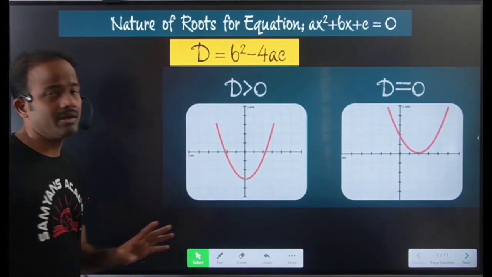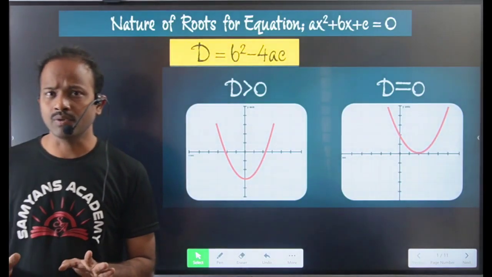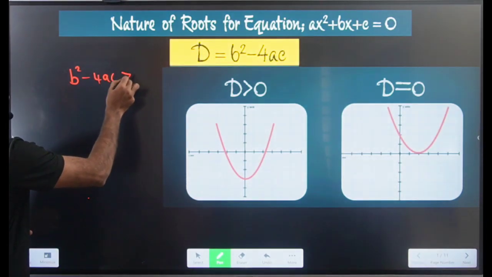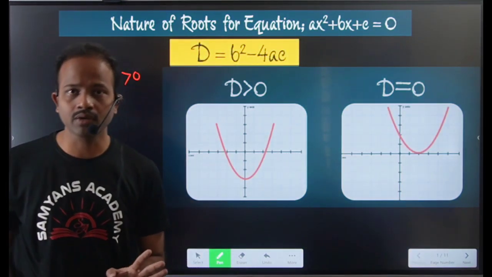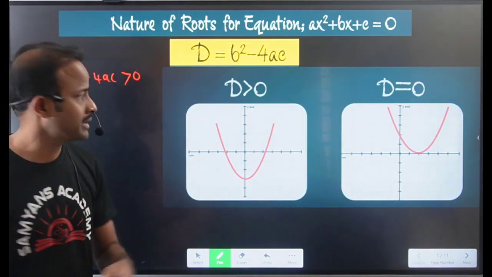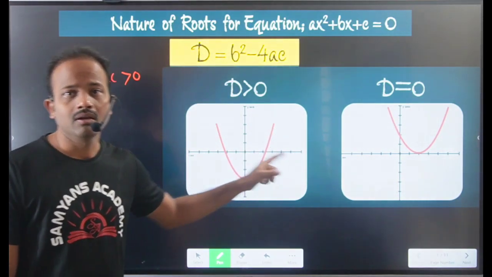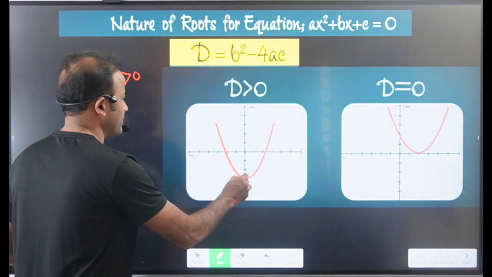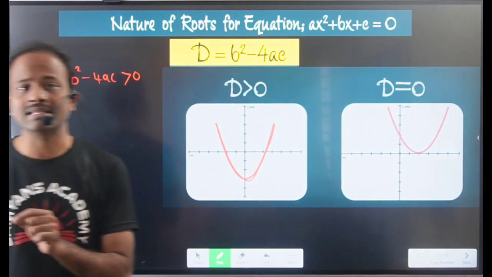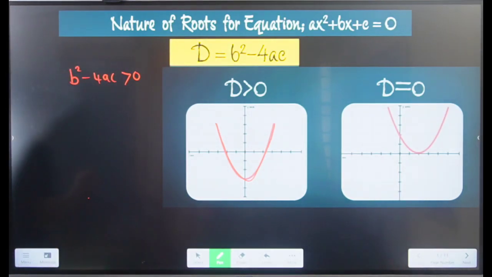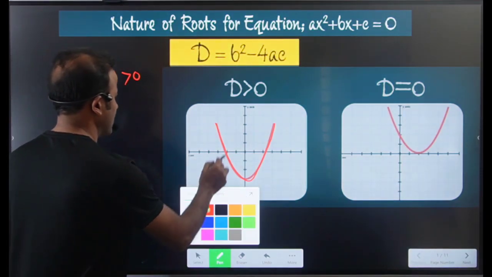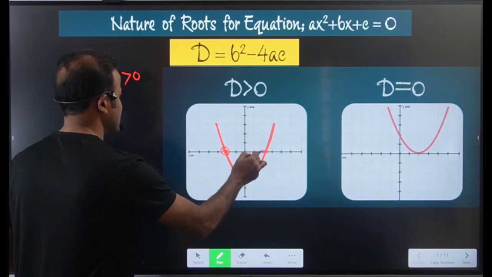If the b square minus 4ac value is greater than 0, what is the nature of roots you will get here? Two distinct real roots exist. When you plot the graph for the quadratic equation, you will get a parabola shape. Are you able to see this graph? Now you see, this graph cuts the x-axis at two distinct points.